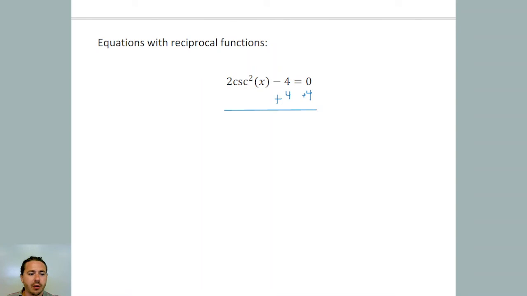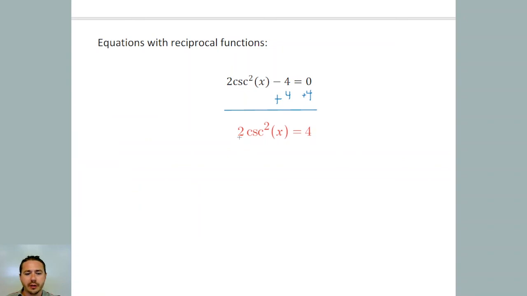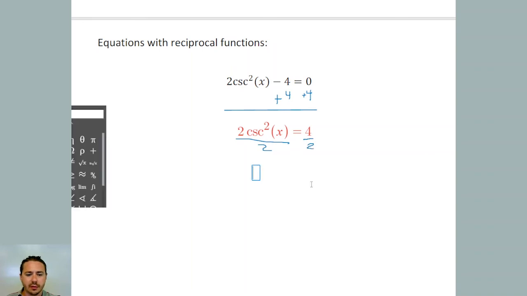We're going to go ahead and add 4 to both sides, which gives me 2 times the cosecant squared of x equals 4. We divide both sides by 2, and we get cosecant squared x equals 2.